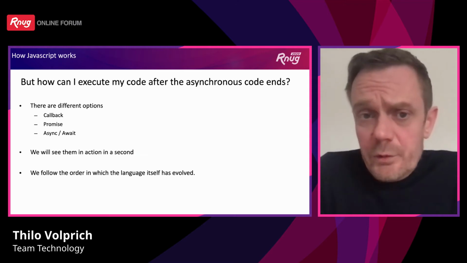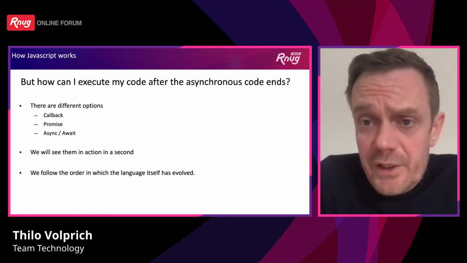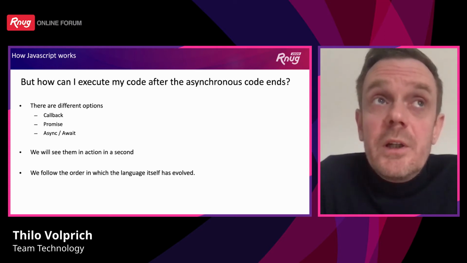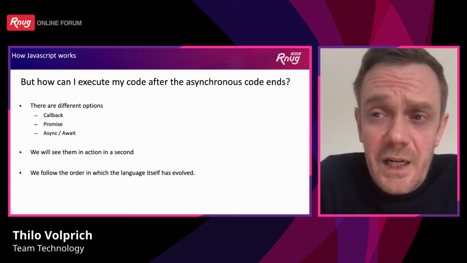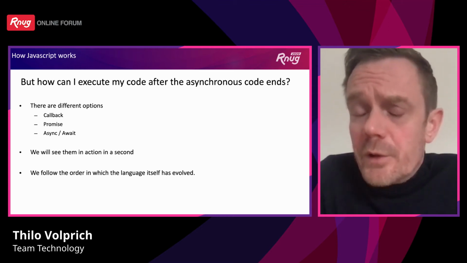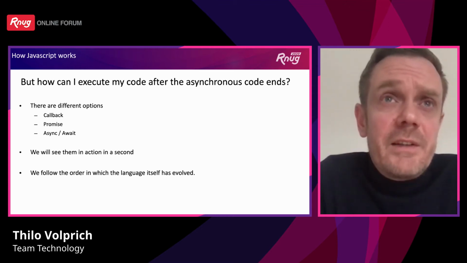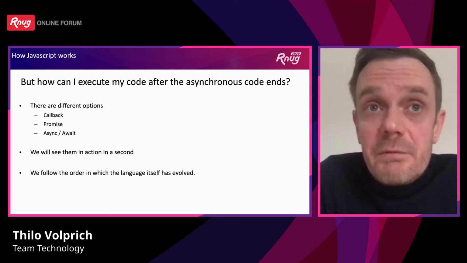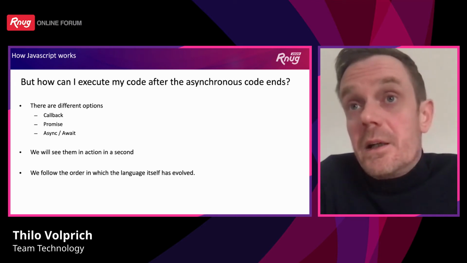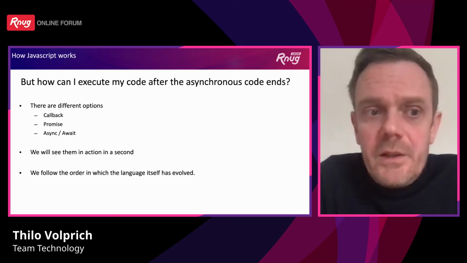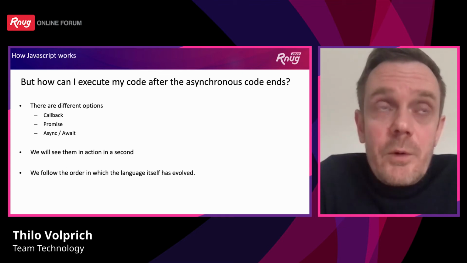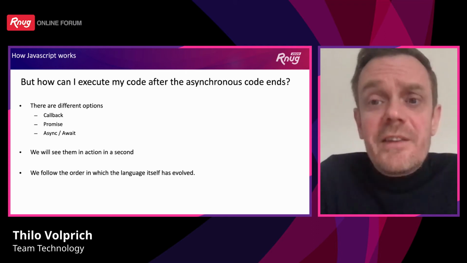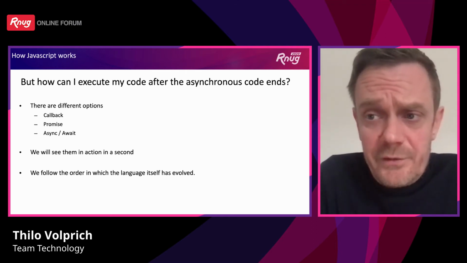But how can I execute my code after the asynchronous code has finished? So we have some code which has to run after another. For example, we access some data, want to read out the username, and then we want to display a dialog showing that. Therefore, we have to be sure that the dialog runs after the asynchronous code has finished.